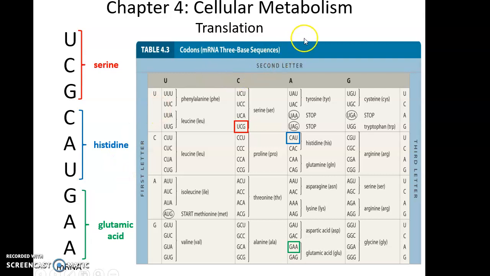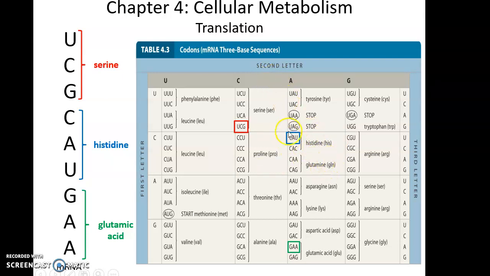Just so you know, you don't need to learn the names of all the amino acids. They'll be supplied on the chart. So serine, UCG, first letter U, so it's in this strip, second letter C, so it's in this area, third letter G. Look at that, UCG gives you serine. Histidine, CAU, first letter C, so it's in this area, second letter A, so it's in this area now, third letter U, there's the U, so CAU, histidine, and so on.